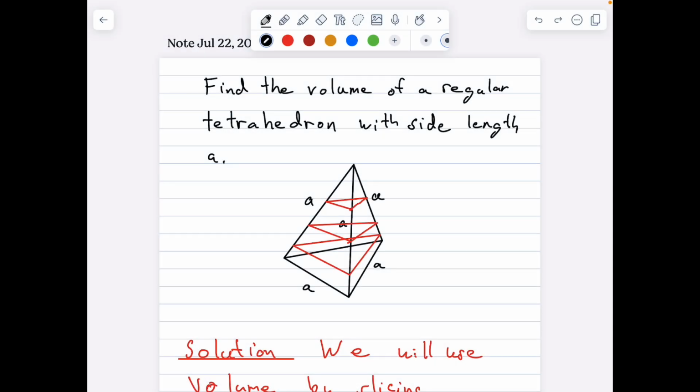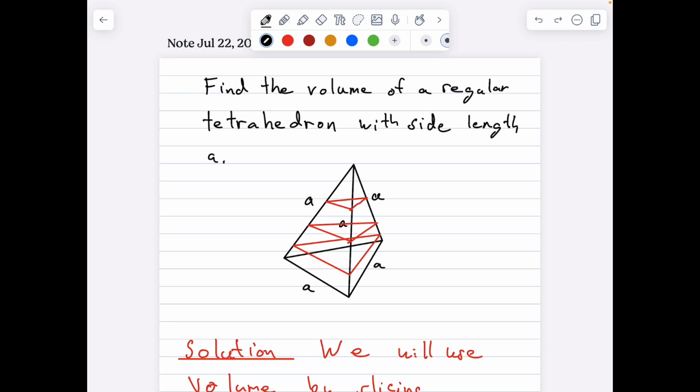Hello everyone. So today we're going to try and find the volume of a regular tetrahedron with side length A. So this is a Calc 1 question. And when you're looking at volumes in Calc 1, you'll see volume by slicing, volume by rotations, disks and washers, shells. We're not going to be looking at those last three things that I mentioned. We're going to be looking at slicing.